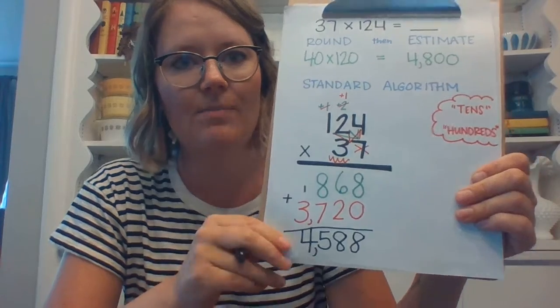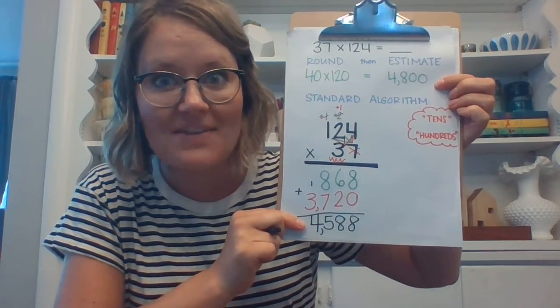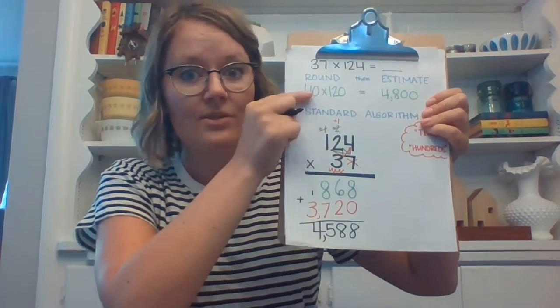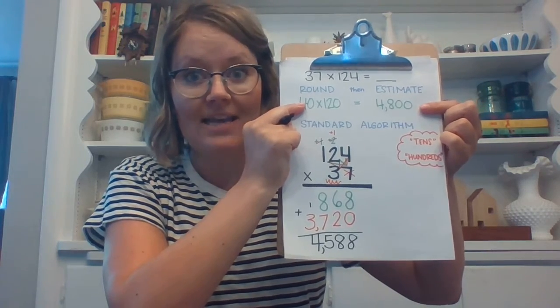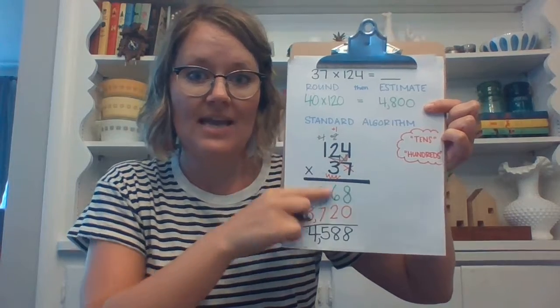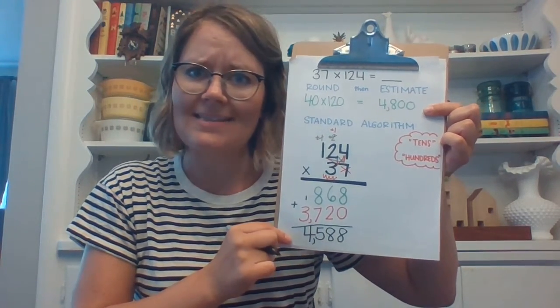4,588. Now I can look back and see what my estimate was. My estimate was 4,800. That's not that far off. So really when I rounded those two numbers and then I estimated, it gave me an answer that was really close to what the answer was. That way if I made a mistake in my standard algorithm, I can know because my answer wouldn't make sense.